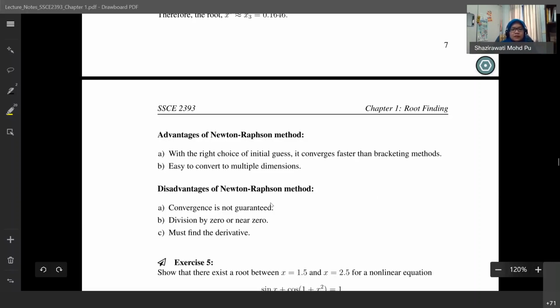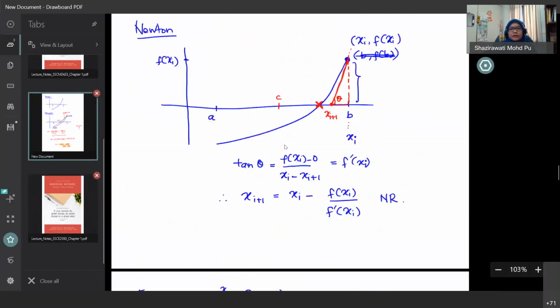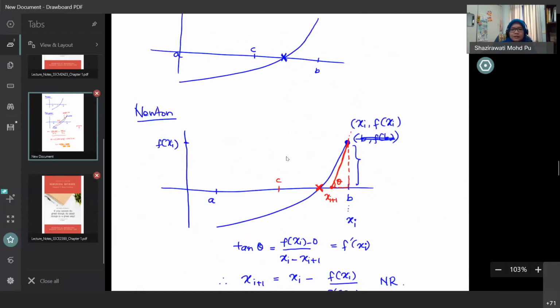Disadvantage: convergence is not guaranteed. Let me explain a bit on that. Let's say in this graph, as I mentioned just now, in Newton you only need one initial value, one initial guess. So let's say your initial guess is somewhere here at A. When you do the calculation, it turns out you are moving to the left hand side, meaning that you'll never converge to the root here.